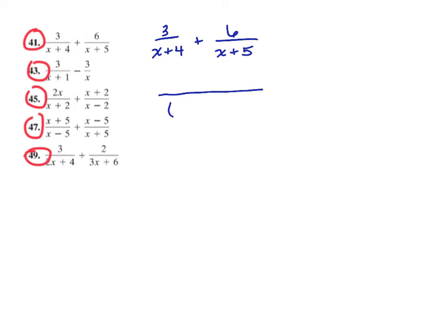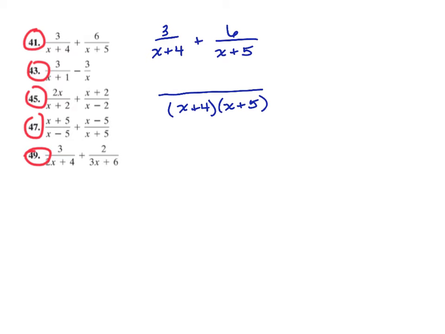In other words, we have to account for the x plus 4, which is underneath the 3, so I'm going to put x plus 4. We also have to account for the x plus 5, which is the denominator on the second fraction. So I'm going to put those two together. I don't have to multiply them together. I'm actually going to just let them sit.